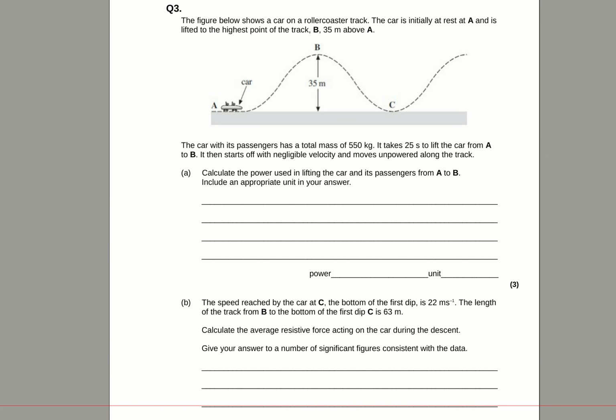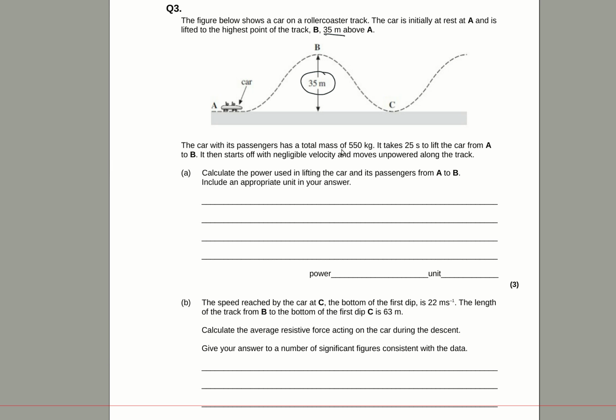Let's have a look at the solution to this problem here. We've got a roller coaster on a track. We're given some bits of information. We're told here we've got 35 metres above, which is that dimension there. We start at rest, so the initial velocity is 0, and we're lifted to point B. If we're going from A to B, then presumably at some point later it's released, but that's not part of this first part of the question.